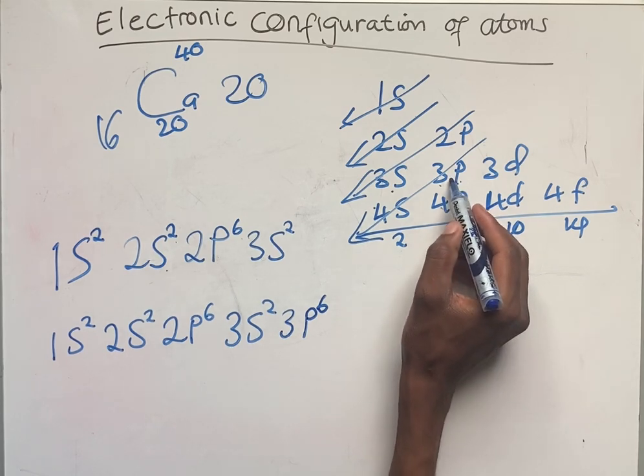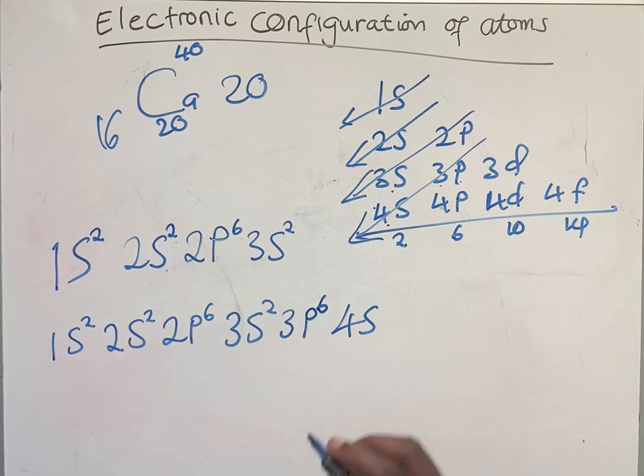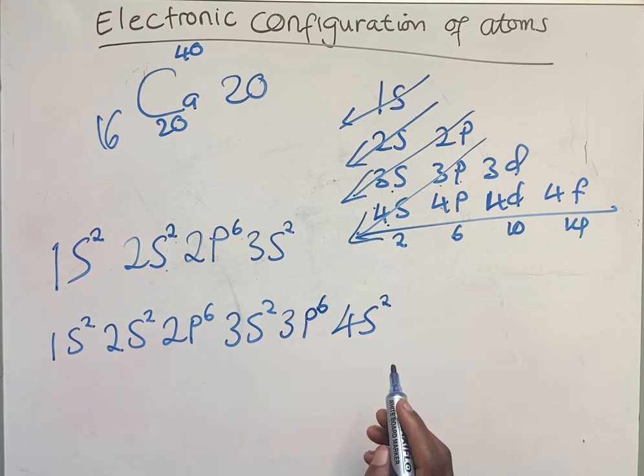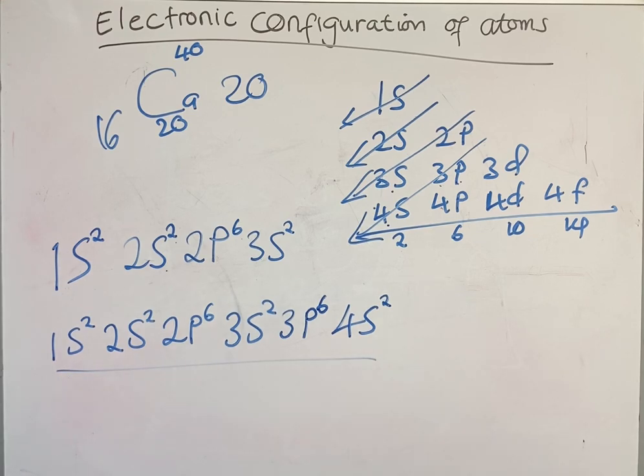From the 3p we go to the 4s. So next is the 4s orbital. S can accommodate 2 electrons. When we add these, are we getting the 20? Yes, we're getting the 20. So this is the electronic configuration of the calcium atom.